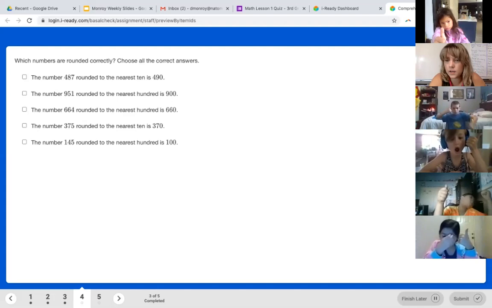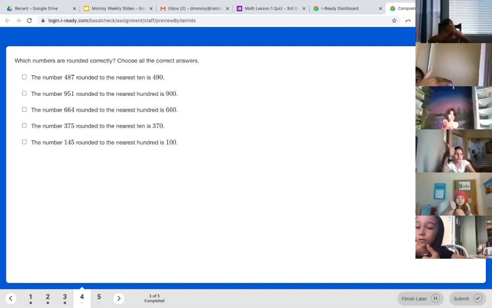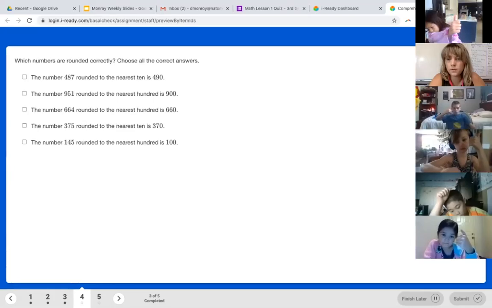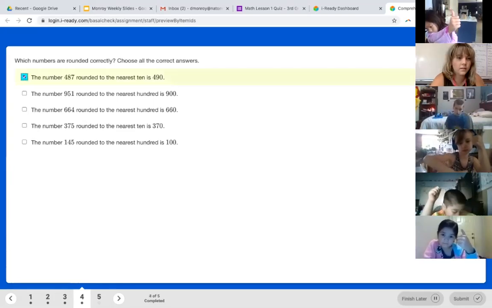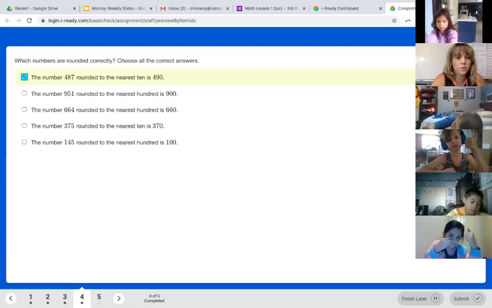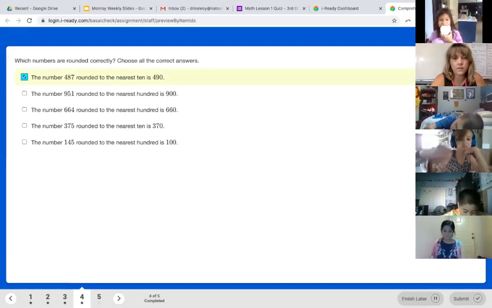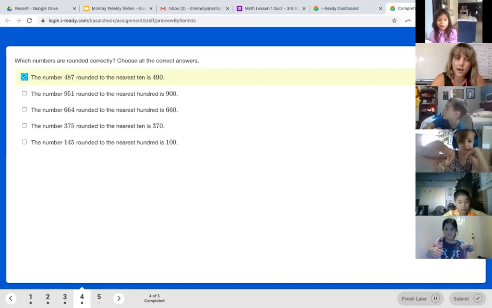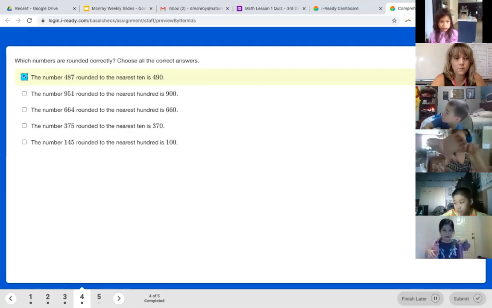All right, let me check my next screen. Good, I'm seeing lots of thumbs up. Okay, good, that is correct. Because remember, we'd look at the 4, or the 8, sorry. Look at the 7. 7 is greater than 5. Add 1 to the 8 and get 9, 490.